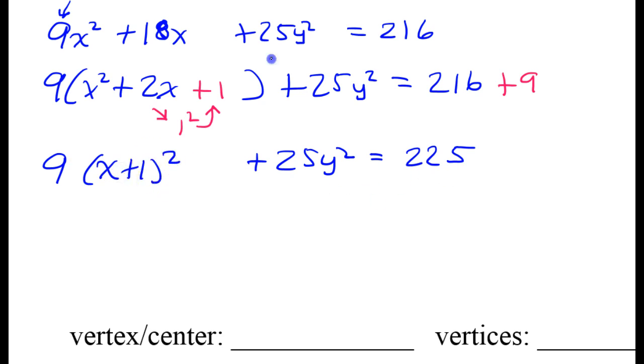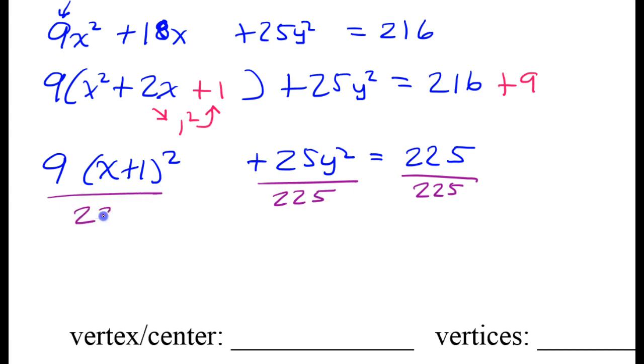So for an ellipse, the standard form always has equals 1 on the right-hand side. So I know I'm going to have to divide everything by 225 to get the 1 over here. Okay, how many times does 9 go into 225? I bet it goes in 25 times. Yep, 225 divided by 9 is 25.